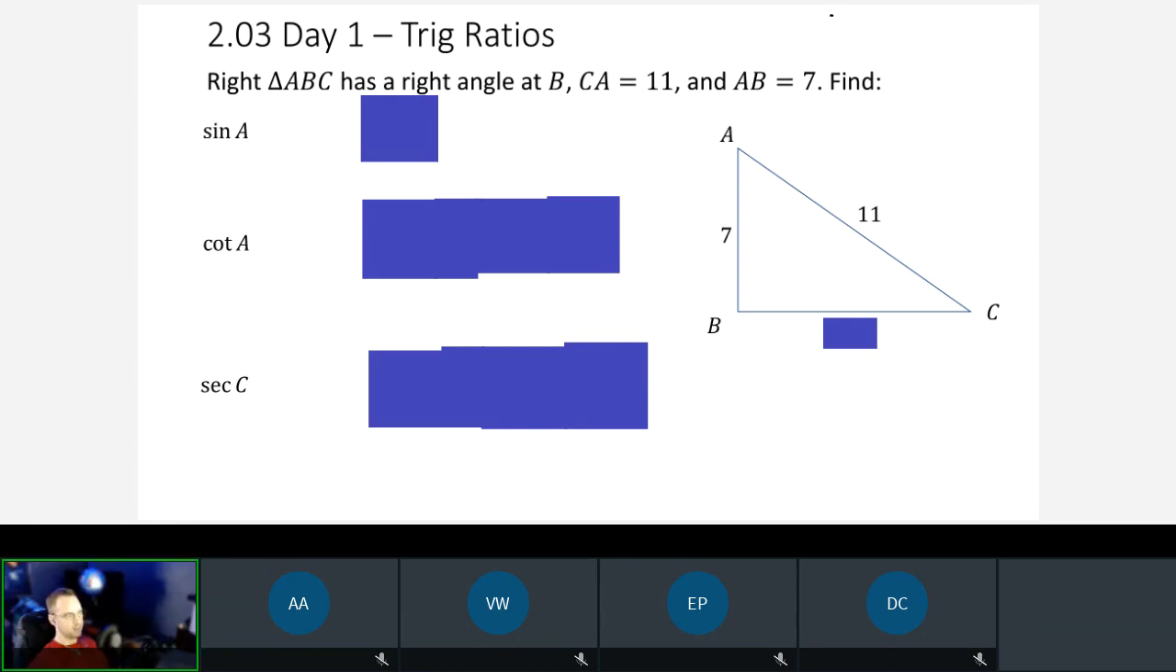6 rad 2. I think that's probably right. 6 rad 2. Yep. All right. So sine of A. We use, somebody said it earlier, SOHCAHTOA. So sine is opposite over hypotenuse. So it's 6 radical 2 over 11.